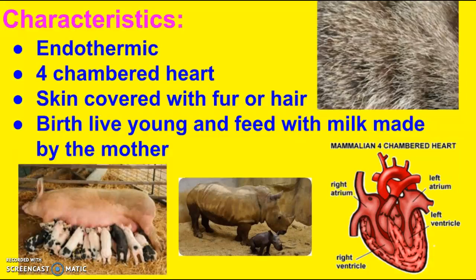So, some characteristics that all mammals share are that they're endothermic. So just like birds, remember, endothermic means that the animal produces their own internal body heat. They also have a four-chambered heart, and they have skin that's covered with fur or hair. And then mammals also give birth to live young and then feed that young with milk that's made by the mother.